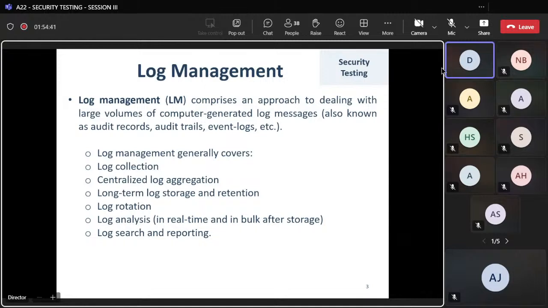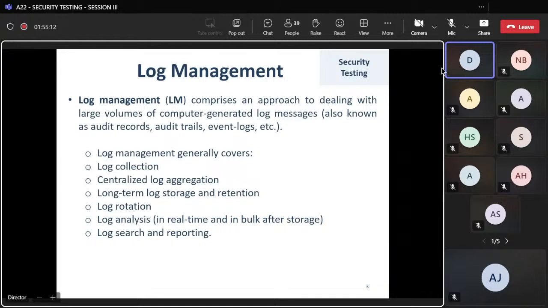the log records. And log management generally covers log collection, which will help you to record the logs. And also there are some arrangements where you can aggregate the logs in a centralized manner, where you can collect the logs from various devices. You can push them to the centralized log servers, and from there you can use many log analyzers, log filters, and you can perform the log analysis.